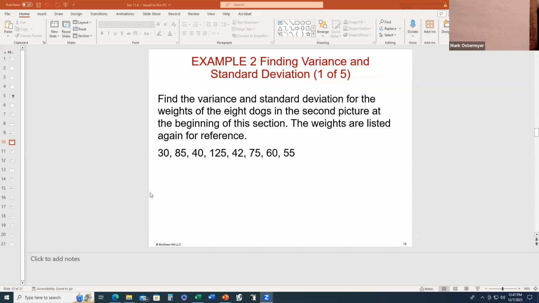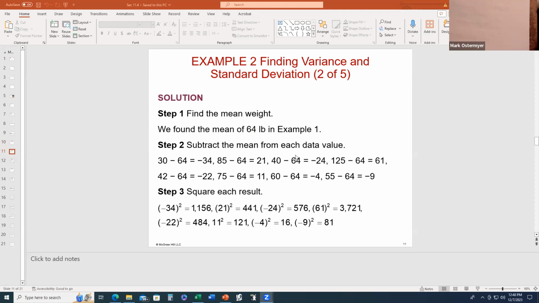All right, here's a specific sample to illustrate these steps. Suppose we wish to compute the variance and standard deviation for the weights of the 8 dogs in the second group of dogs we've seen earlier. The weights are listed again for reference. Well, these weights are not in order, excuse me. But these are the weights of that second group of dogs in pounds. So how would we find the variance? Well, first we have to find the mean of this data set. And the mean was 64 pounds.